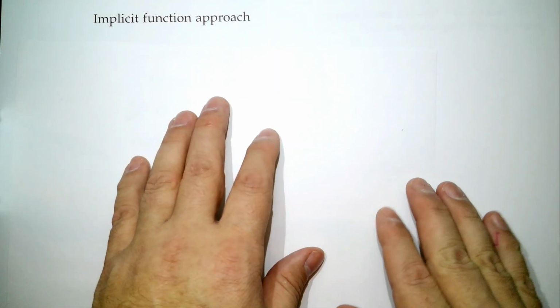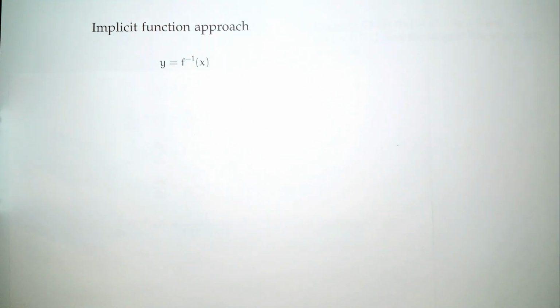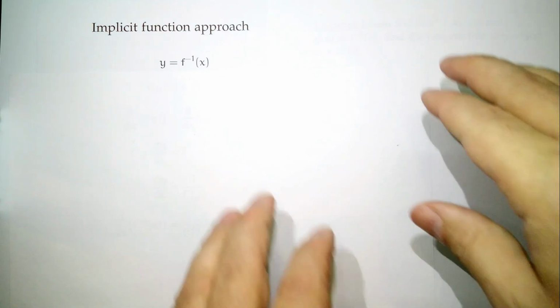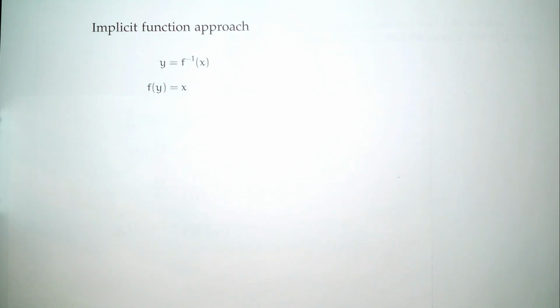So we start by saying, all right, I want to understand y equals f inverse of x. But I don't understand f inverse. So we say, that's okay. Just think about it as f of y equals x. Because saying that y equals f inverse of x is equivalent to talking about f of y equals x. That's the way that inverse functions work.